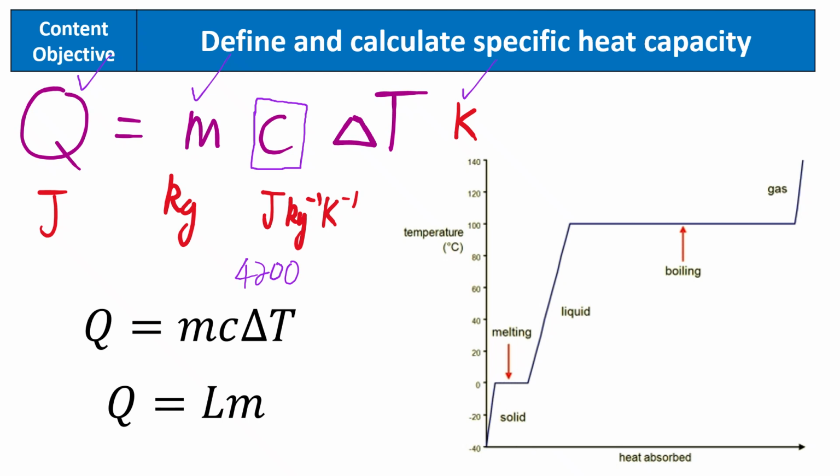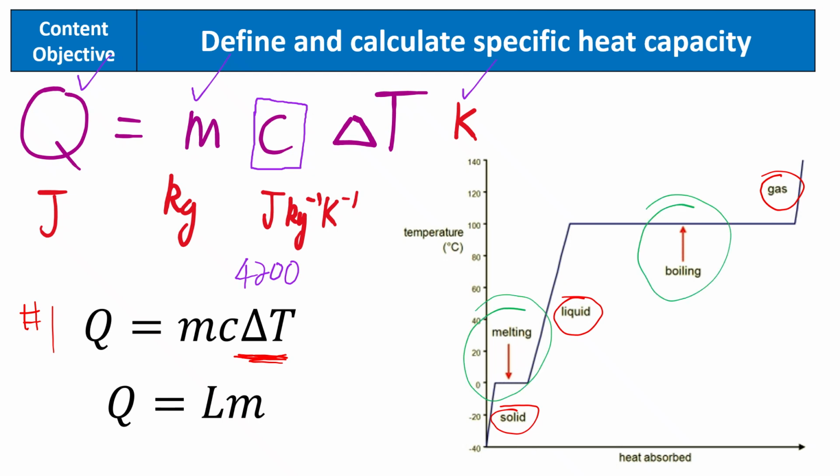It's one of the two equations you learn at the beginning of thermodynamics. This equation, the top one, specific heat capacity, is involved in changing the temperature. So when you're heating up a solid, a liquid, or a gas, you would use equation number 1. However, if you're changing state, melting or boiling, you would use equation number 2 for latent heat capacity. So that's the two main equations at the start of thermodynamics.